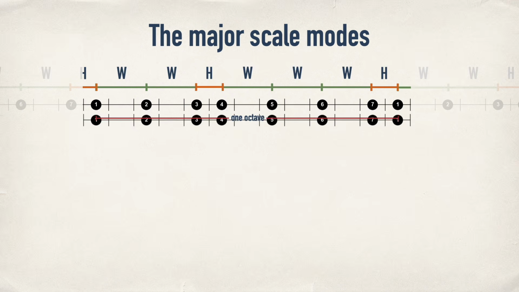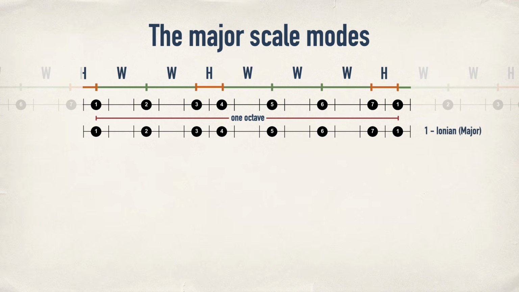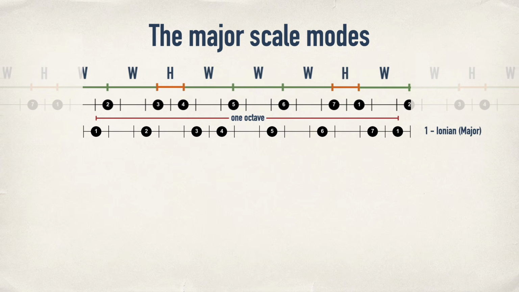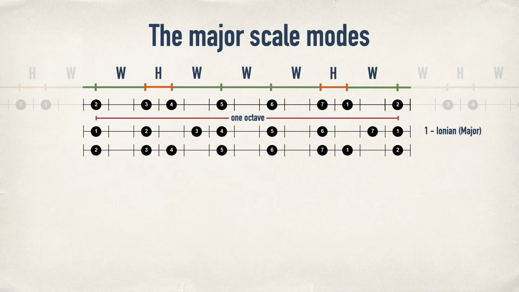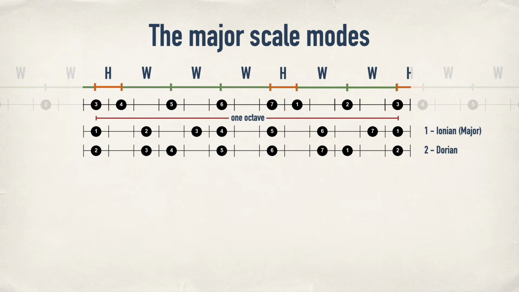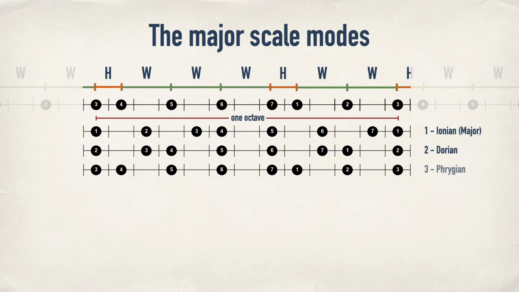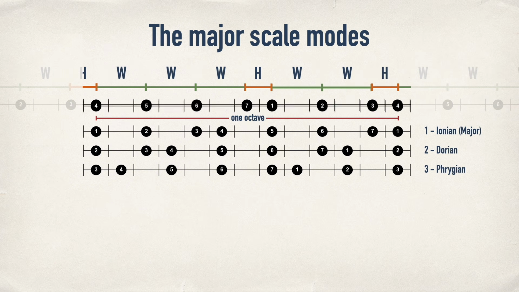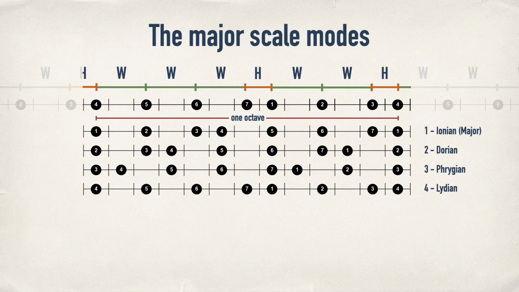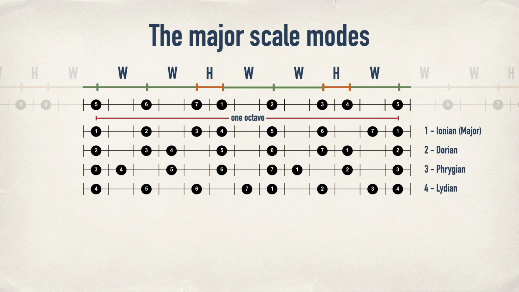If we start and end on the 1st scale degree of the major scale, we get the Ionian mode, which is just another name for the major scale. If, however, we were to shift over and start and end on the 2nd scale degree of the major scale, we'd have the Dorian mode. Starting on the 3rd scale degree yields the Phrygian mode. The 4th gives us Lydian. The 5th, Mixolydian.